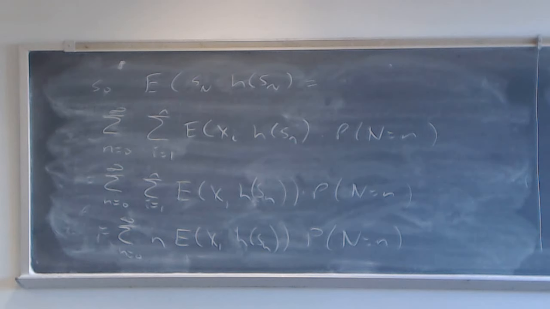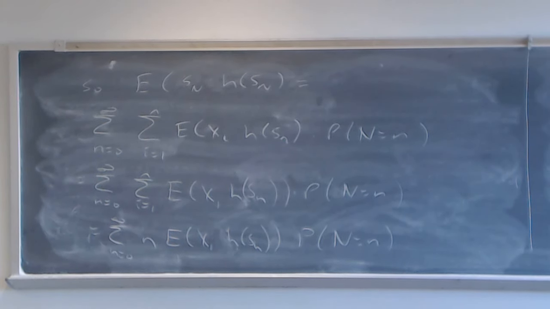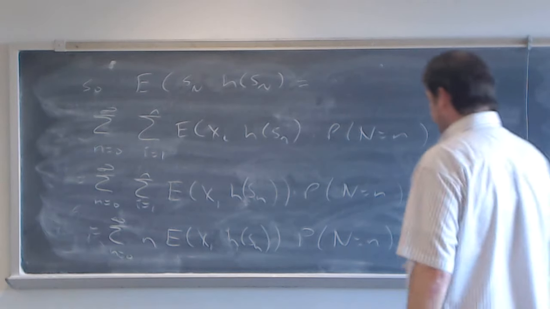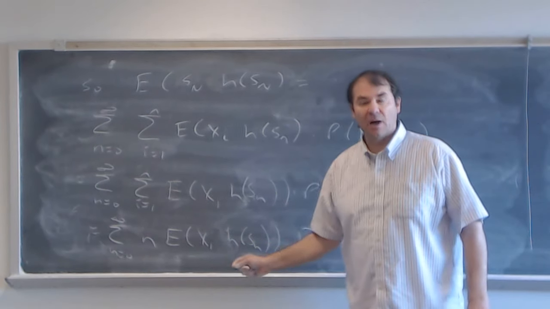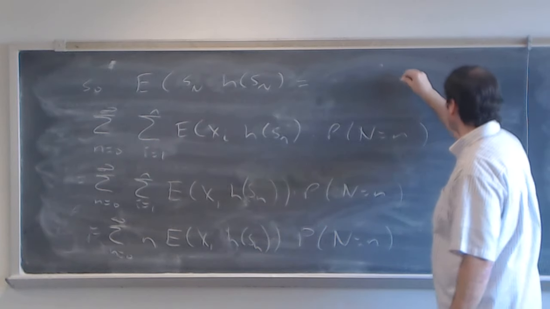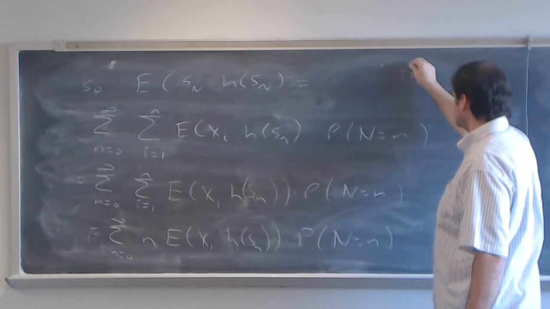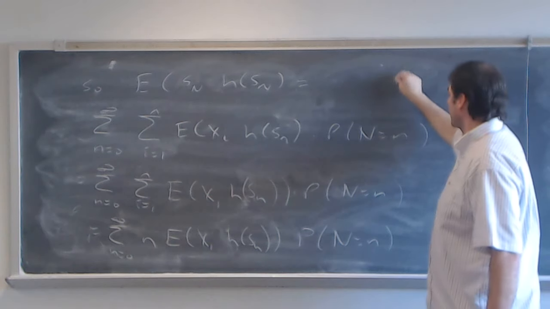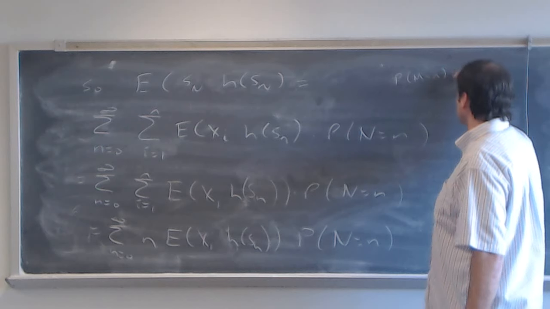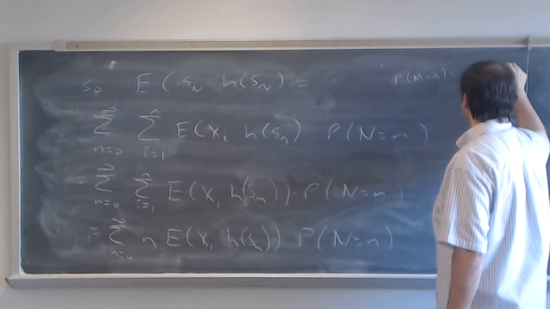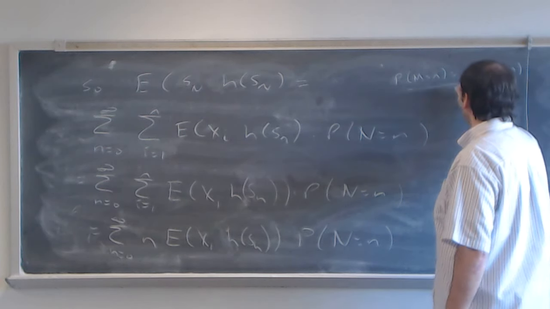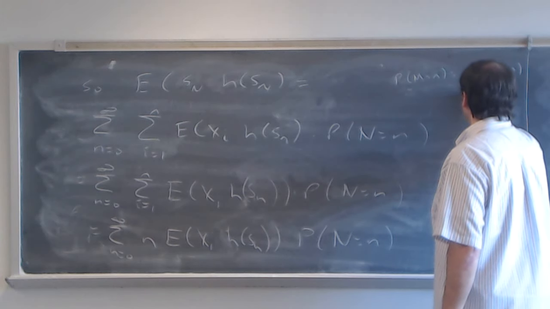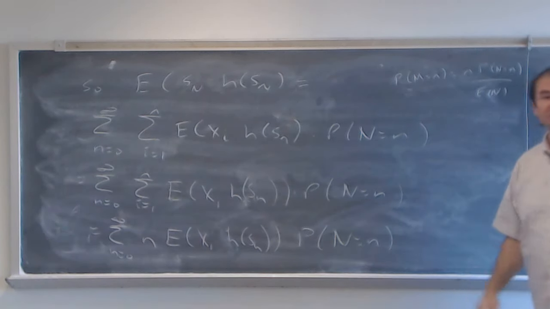Okay, and what we're going to do next is use the relationship that we had, before I leave it, between the probability that M is equal to n. Remember this, I'll write it up here. The probability that M is equal to n is equal to n times the probability that N equals n over the expected value of N, which was in the condition of the statement.